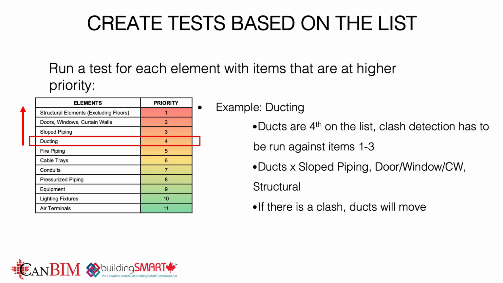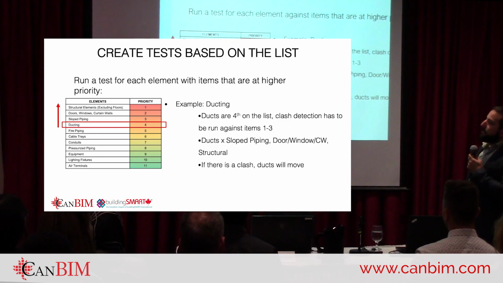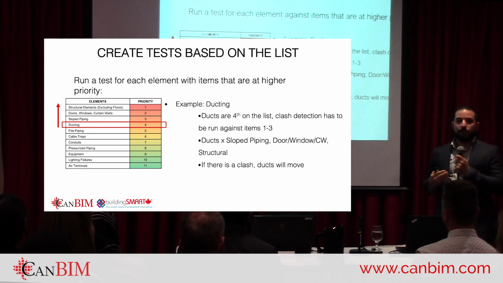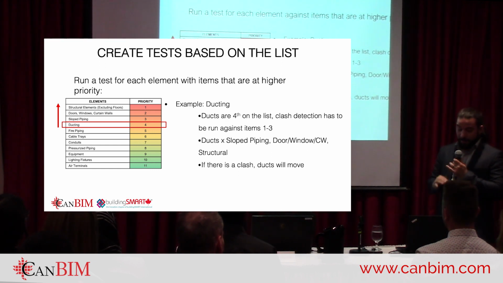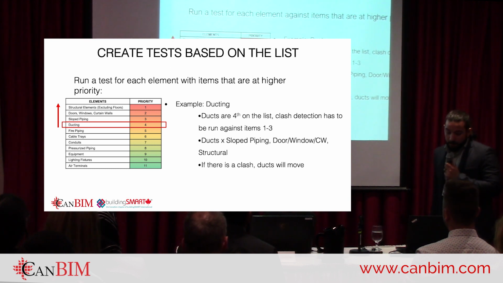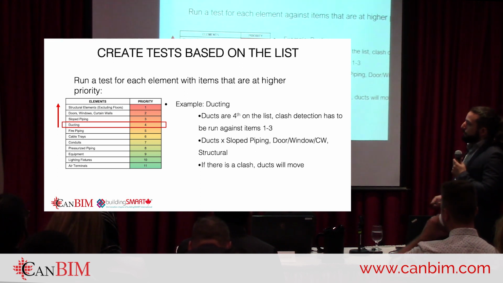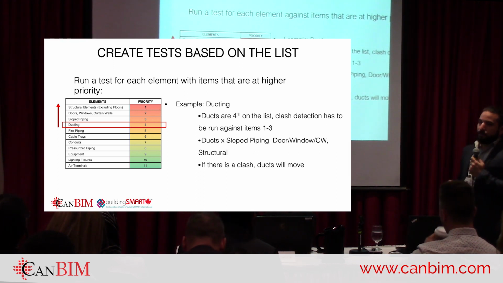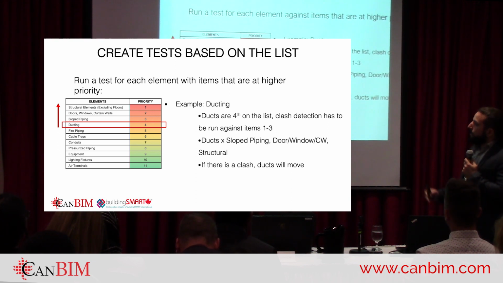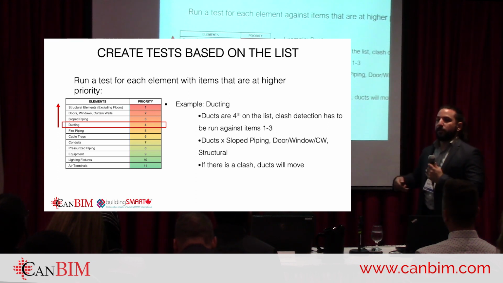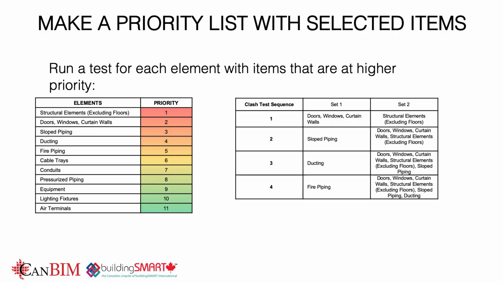So I would run a test. Unfortunately you don't see this side of the screen, but I would run the test of ducts versus sloped piping, the architectural items, and structural elements. That gives me an entire list of everything I need to fix with ducts as far as clash detection is concerned. When clashes are found, the natural thing to do is move the ducts, because everything above them has higher priority. We'll talk about what happens if that's not feasible a bit later.